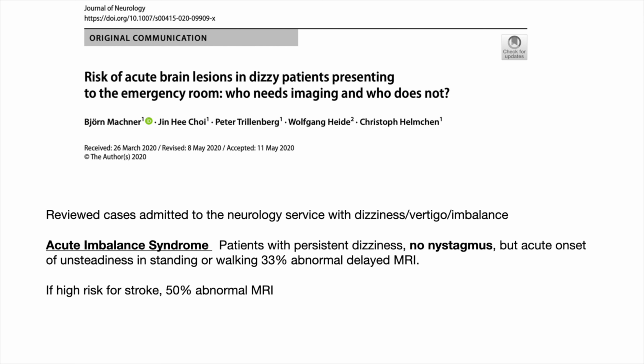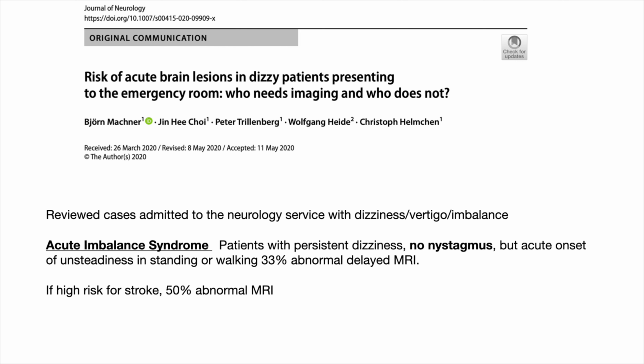Machner reviewed patients who were admitted to the neurology service with dizziness, vertigo, or imbalance with an uncertain diagnosis. In his paper, he defined a new syndrome which he called the acute imbalance syndrome. These were patients who had persistent dizziness, no nystagmus, but had an acute onset of unsteadiness in their ability to stand or walk. I confirmed via email with Bjorn Machner that in fact the changes were objective findings and not just a patient complaint. And it turns out that 33% of these patients had an abnormality seen on delayed MRIs which explained their problem, and most of them had strokes. For those patients who had high risk factors for stroke using the ABCD2 score, 50% had abnormal MRIs.